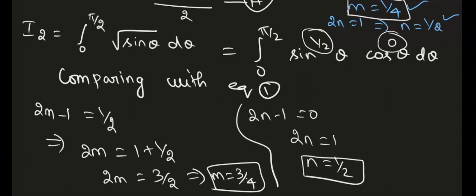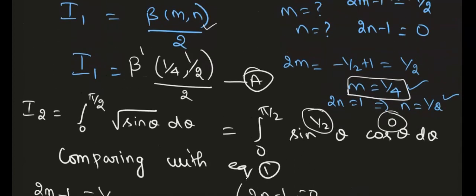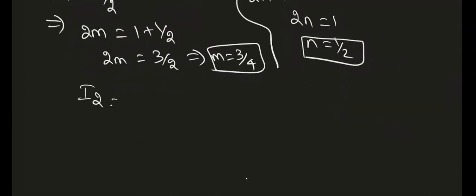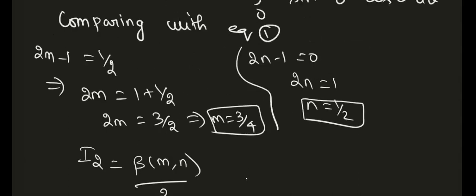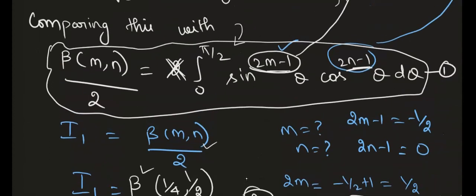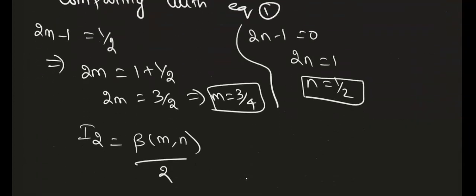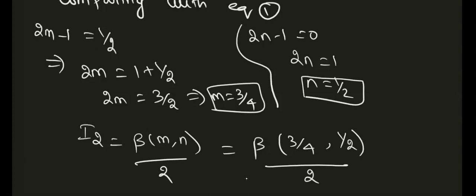You are going to substitute this. As with I1, I2 is also as per the formula beta of m comma n by 2. Same formula, right? Whatever is on the right hand side is equal to beta of m comma n by 2. But in the second problem, m and n are different. What is m? 3 by 4. What is n? 1 by 2, all divided by 2. Let this be equation B.